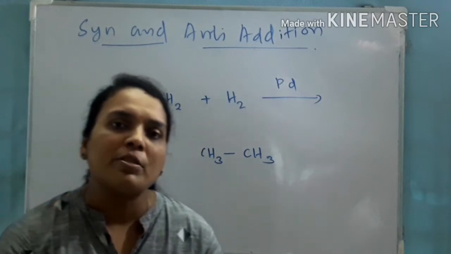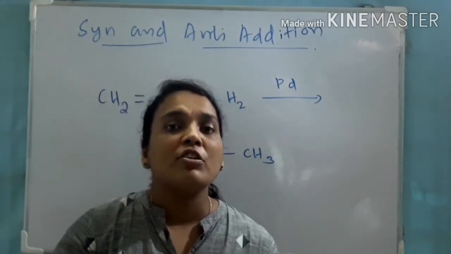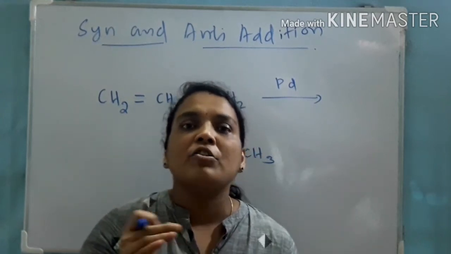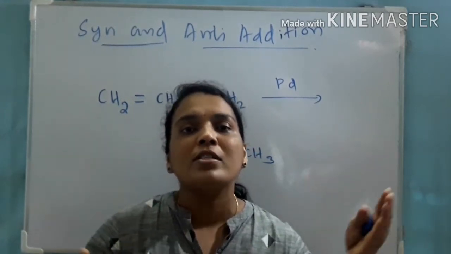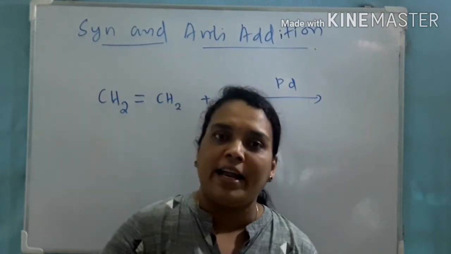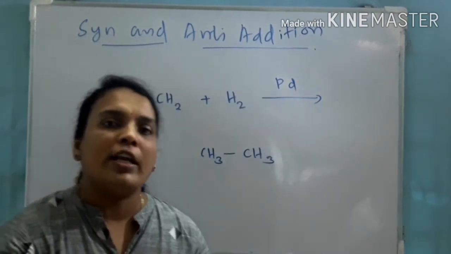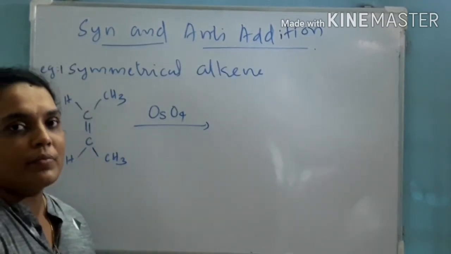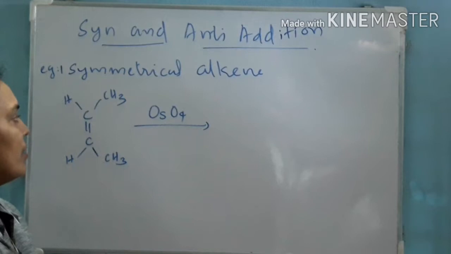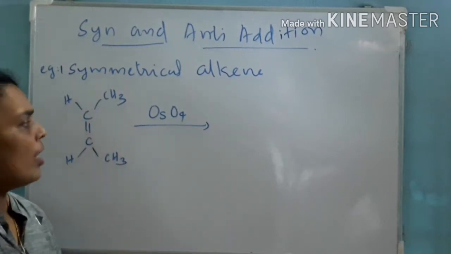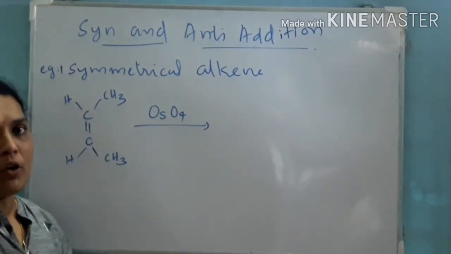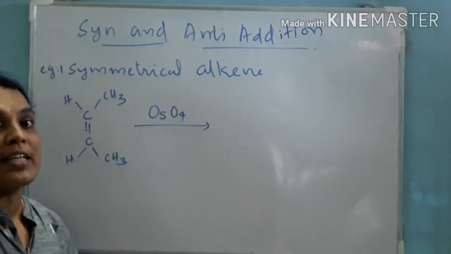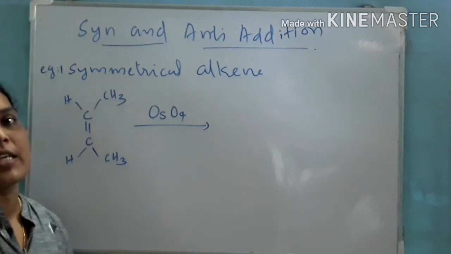According to stereochemistry, the groups which are added to the same side of the double bond, that is called syn addition, and groups which are added to opposite sides of the double bond, that is called anti addition. So let us see how it happens. Look here, we have a symmetrical alkene, but-2-ene, treated with osmium tetroxide. You have to know osmium tetroxide is a hydroxylating agent, that is, OH is added over here.